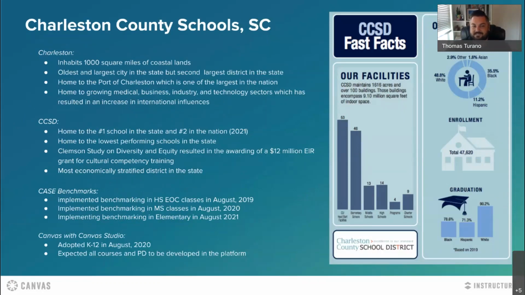So Charleston County is just a little bit bigger than Dr. Tim's region, maybe. We are kind of wide. So we inhabit about 1,000 square miles of coastal lands. I know everybody's like, yes, the coast, but it's been 115 degrees here this week. So it's pretty steamy too.